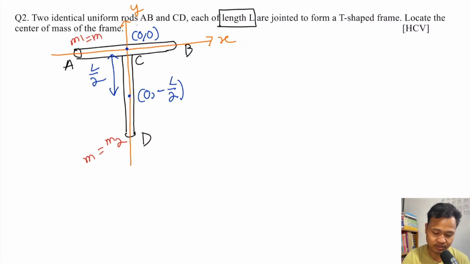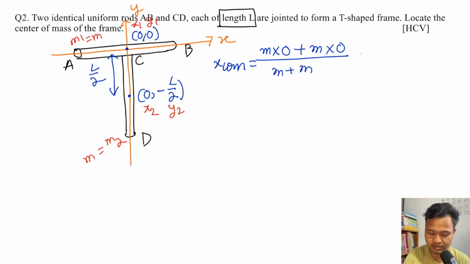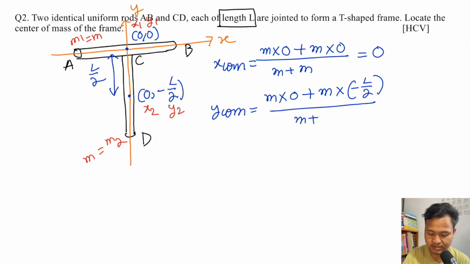So what is X1, Y1? This is X1, Y1 and X2, Y2. We apply the formula directly. XCOM is M1 X1 plus M2 X2 by M1 plus M2. That is M into X1, which is 0, plus M into X2, which is 0, divided by M plus M. So this is 0. Now YCOM is M into Y1, which is 0, plus M into Y2, which is minus L by 2, divided by M1 plus M2.